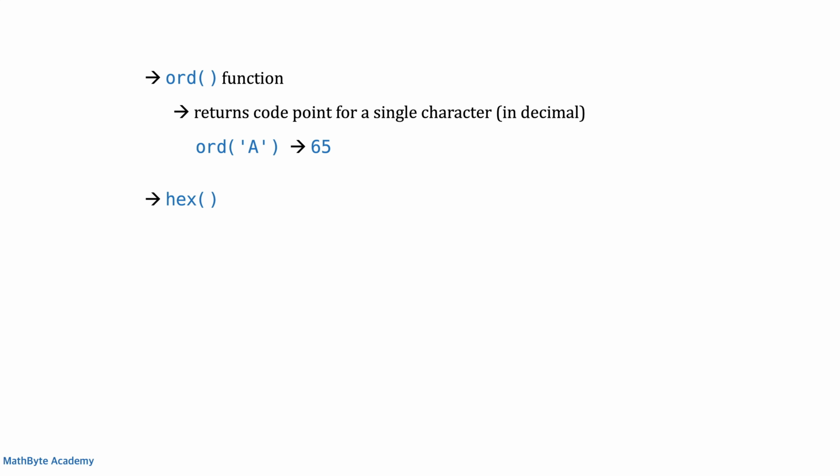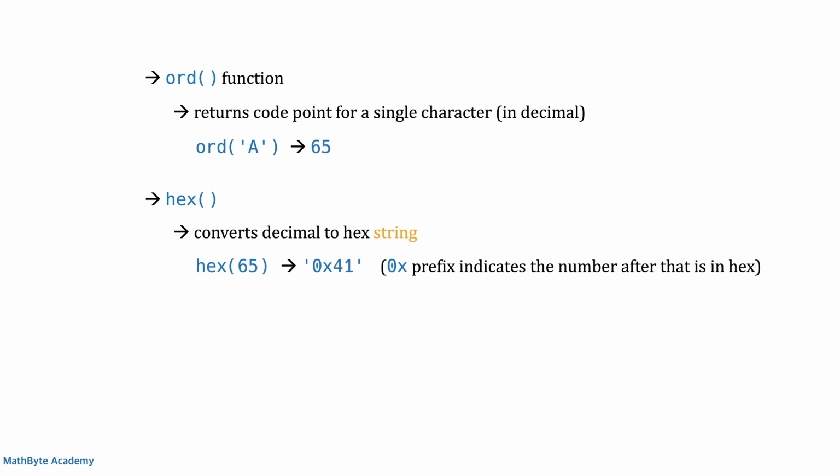To get the hex number out of a decimal number, we just use the hex function, and it will convert that decimal number to a hex string. Obviously, it's going to need to be a string because we're using digits like A, B, C, D, E, F. So if we do hex of 65, then we'll get this string, 0x41. The 0x is really just a prefix in the string that indicates that the digits following this 0x prefix are in hexadecimal.